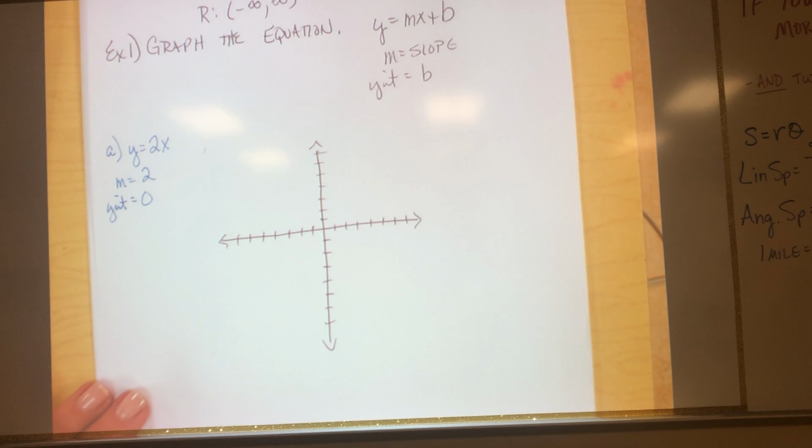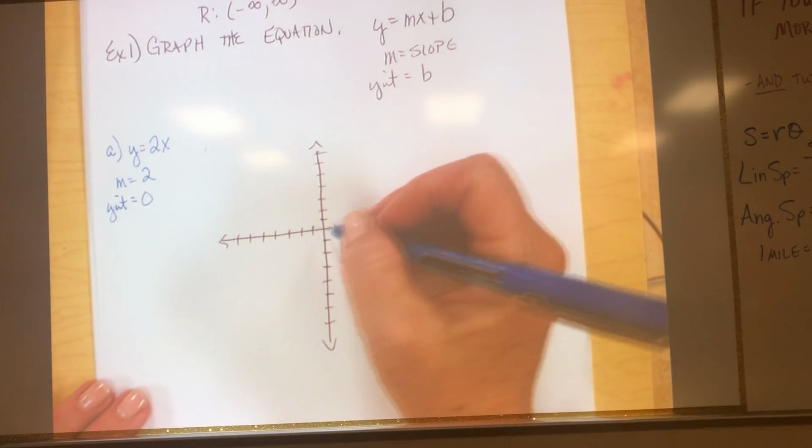All right, so what do I graph first? My y-intercept or my slope? Y-intercept. And where does a y-intercept go? On the y-axis. That's why it's called a y-intercept. So what's the most common mistake to do to it? Put it on the x-axis. Be careful about that, guys. Okay? It's a y-intercept. It goes on the y-axis.